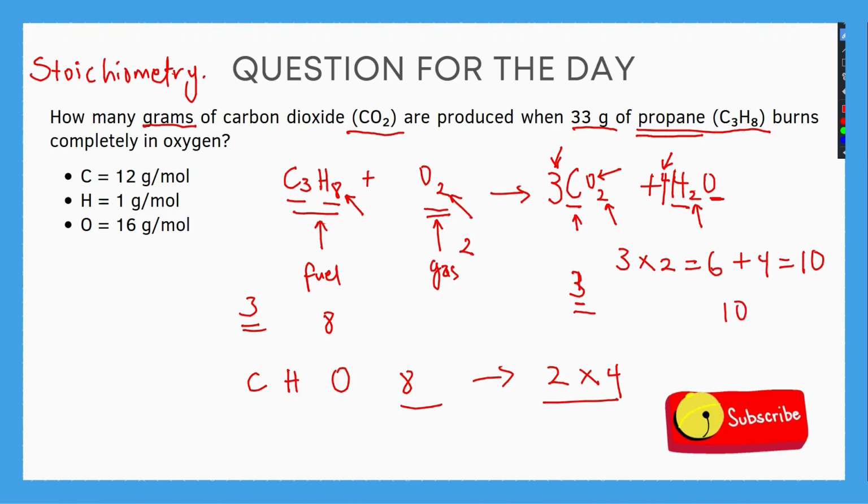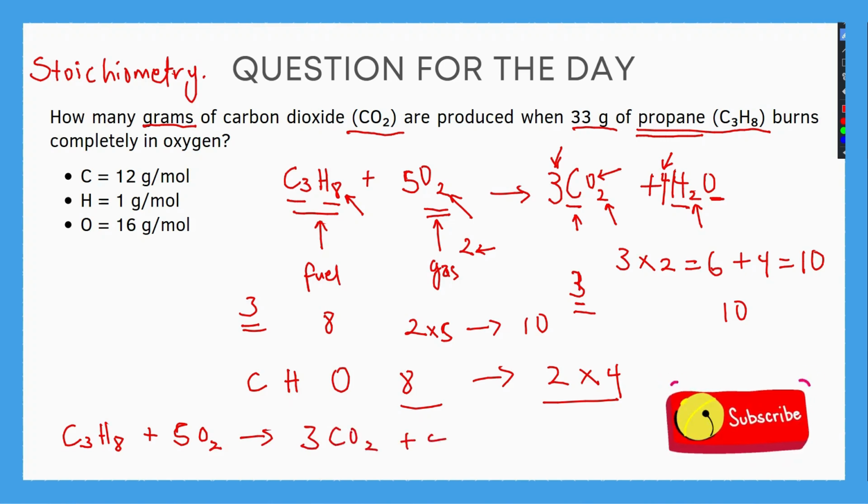And how many atoms of oxygen do we have on the left? We have just 2. So 2 on the left and 10 on the right means we have to multiply the 2 by 5. So we put a 5 here to balance oxygen. That way, our balanced chemical equation now becomes C₃H₈ plus 5O₂, giving us 3CO₂ plus 4H₂O. Let's check if this chemical equation is balanced before we proceed to solve the rest of the problem.